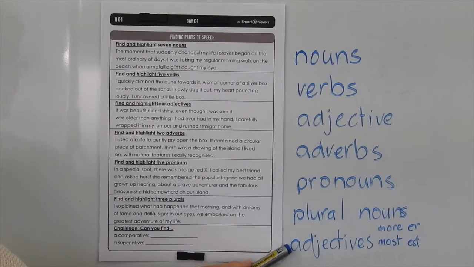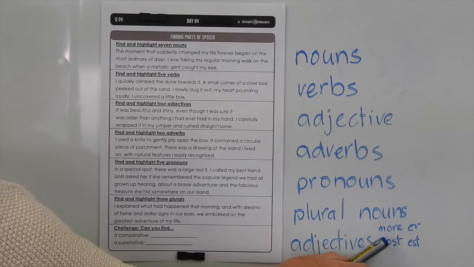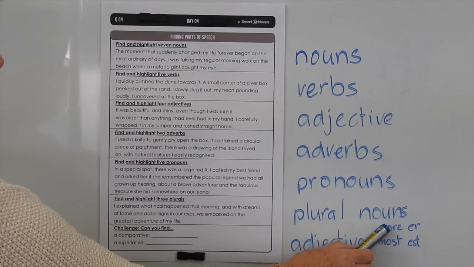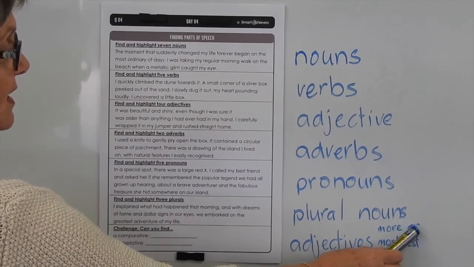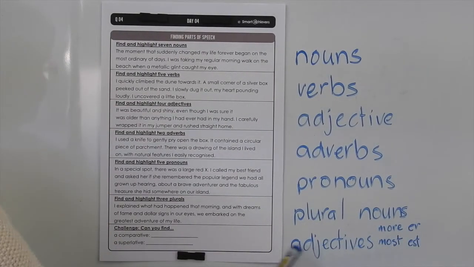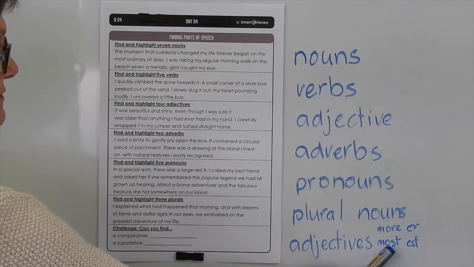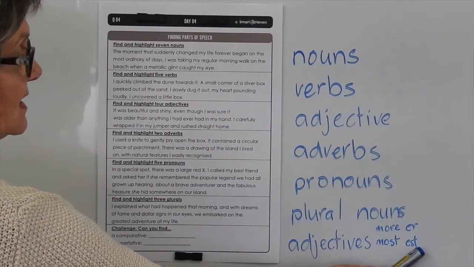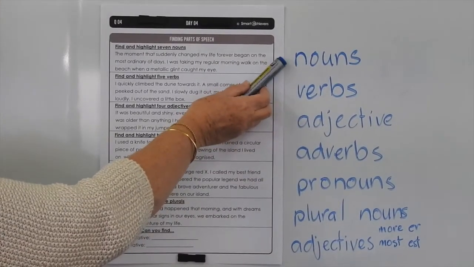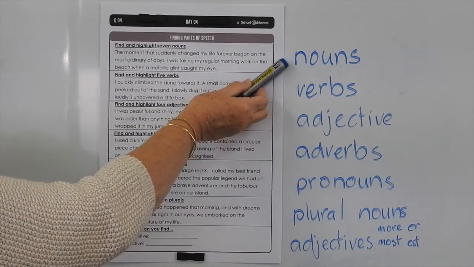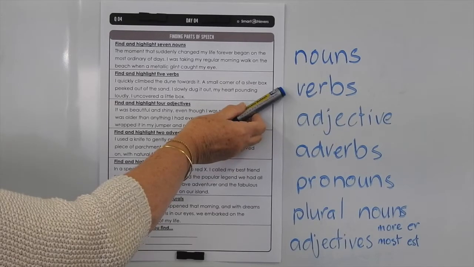So you know that they are adjectives, and the comparative would mean more, or it would be a word ending in ER, and the superlative would mean the most of something, and it may have EST at the end of it. Now hopefully you know that a noun is a person, place, thing or idea or thought. A verb is an action word.